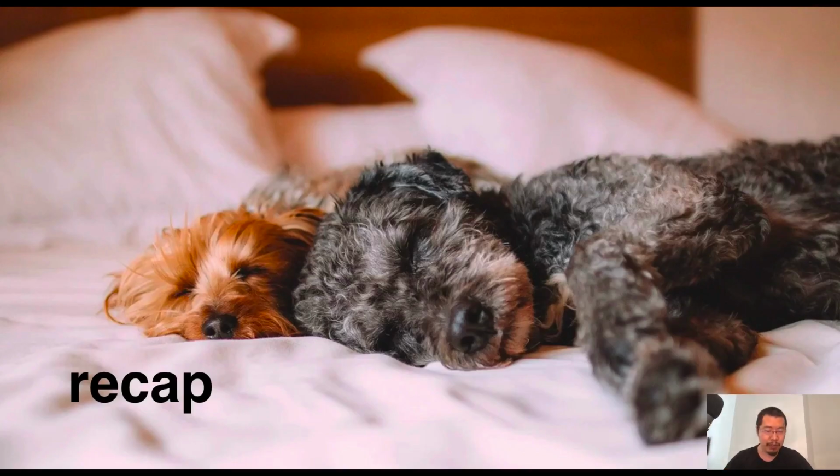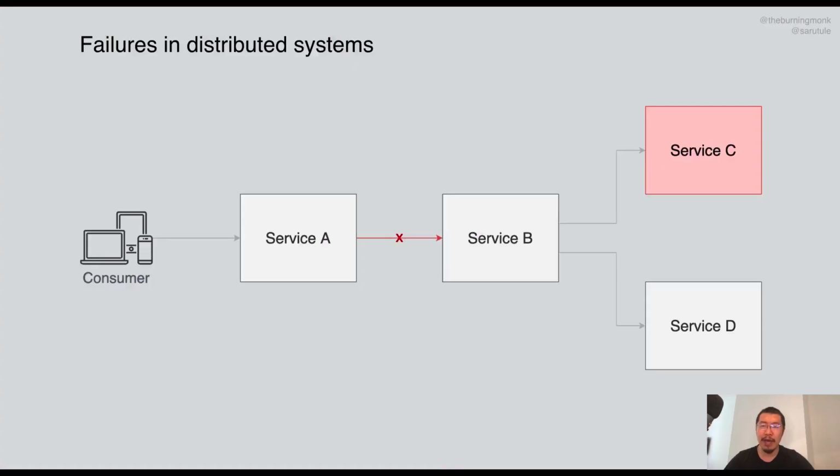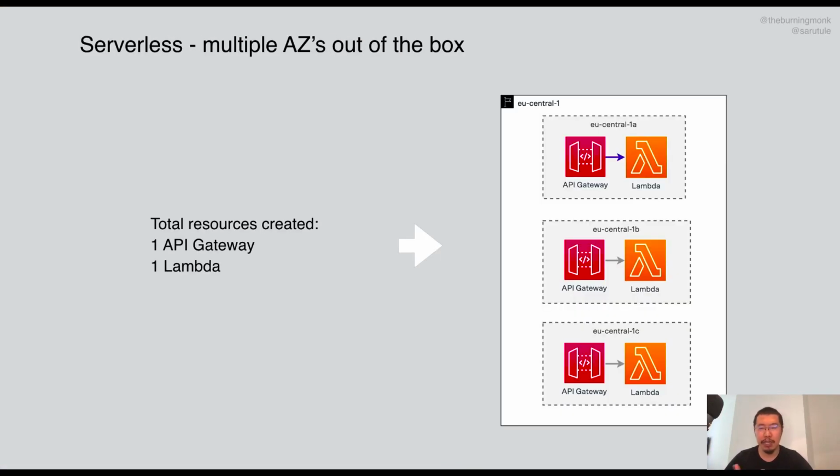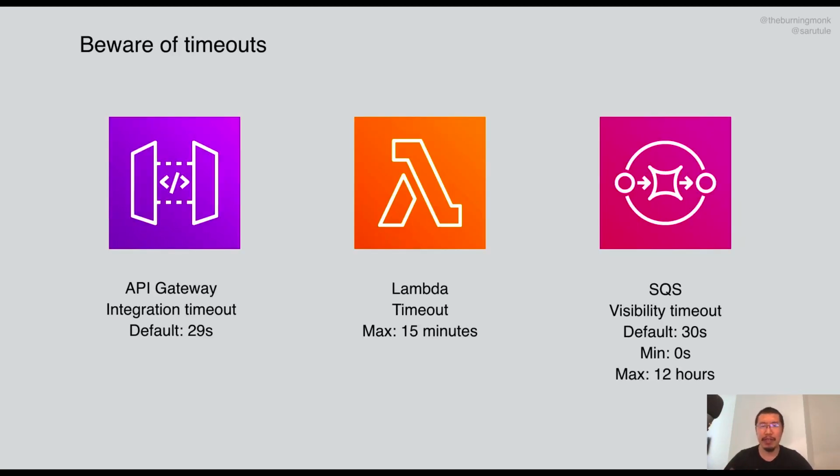So that's it. I want to do a quick recap before we let you guys go. Today we talked about common failures you find in a distributed system, and the fact that with Lambda and serverless, you get a lot of resilience out of the box because you just get multi-AZ out of the box. And the good thing is you don't have to pay for those extra redundancies because you only pay when your function runs. However, even when it comes to Lambda, you've got to think about timeouts because there are a whole bunch of different timeouts. Not all of them are perfectly aligned. Like API Gateway has got a 29 second integration timeout, but your function can run for up to 15 minutes.